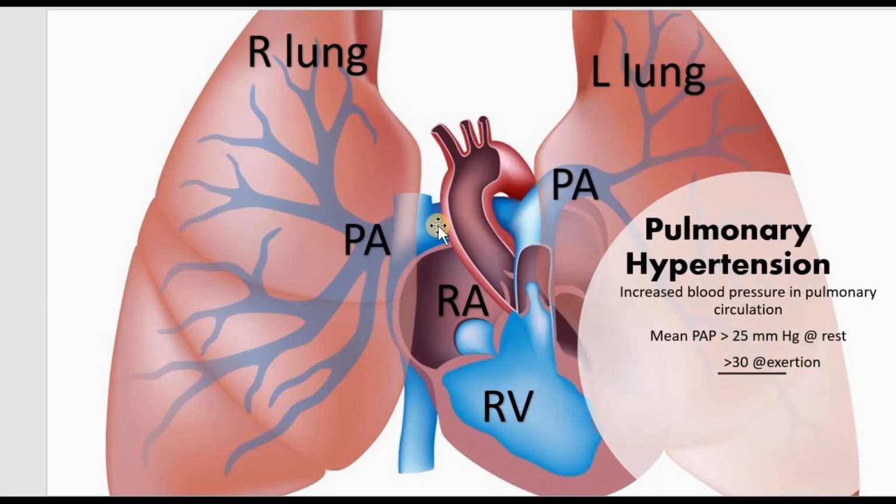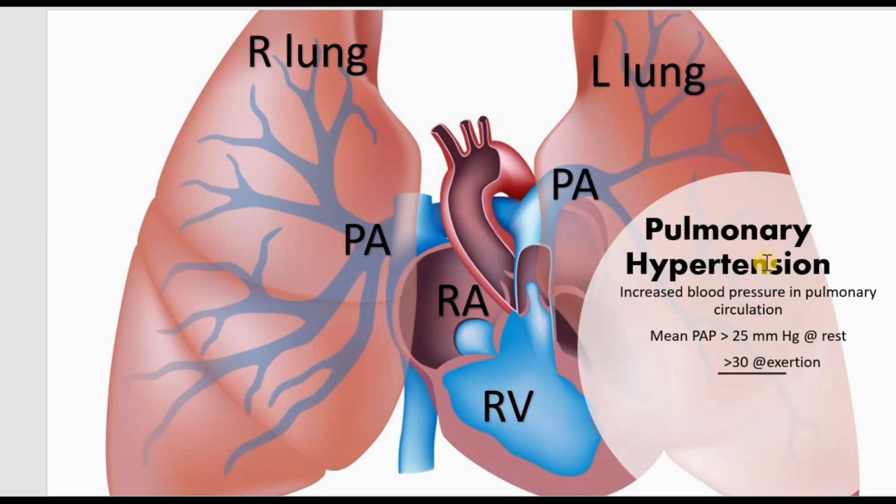So the pulmonary circulation starts from the right side of the heart, from the right ventricle. The right side of the heart receives deoxygenated blood, and this blood reaches the right atrium. From the right atrium it flows into the right ventricle, and from the right ventricle it is pumped into pulmonary circulation. So the left pulmonary artery carries deoxygenated blood to the left lung and the right pulmonary artery carries deoxygenated blood to the right lung.